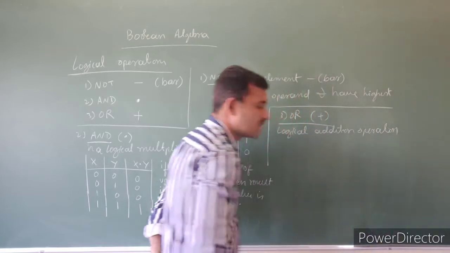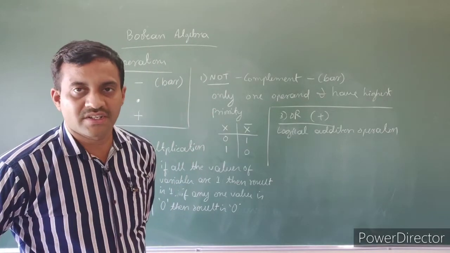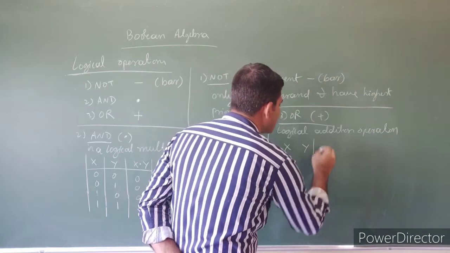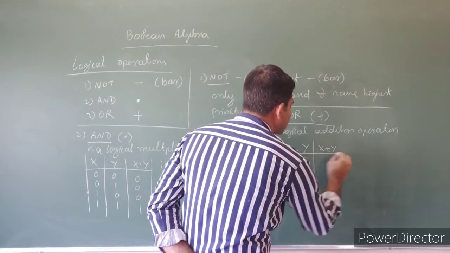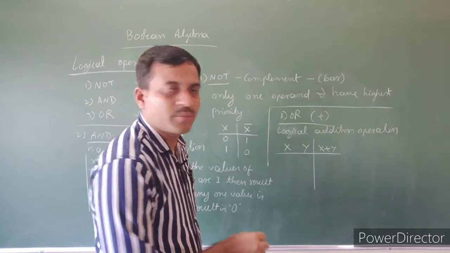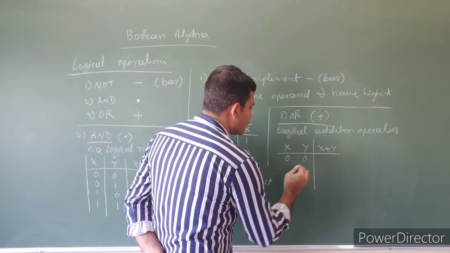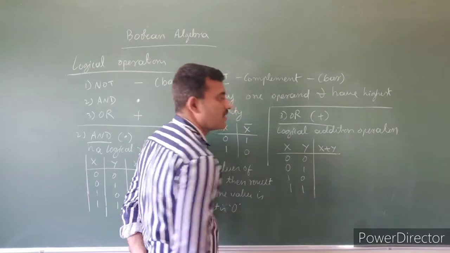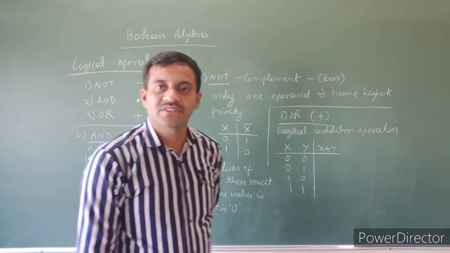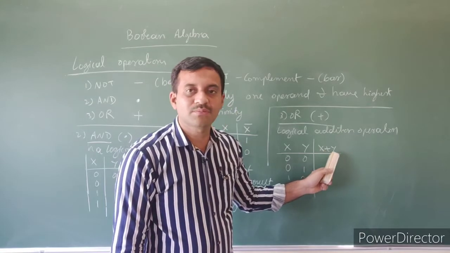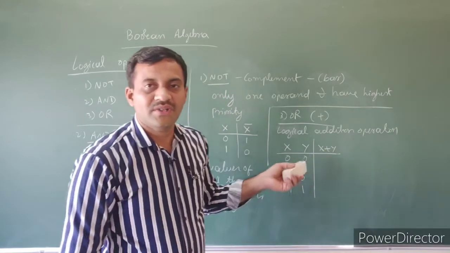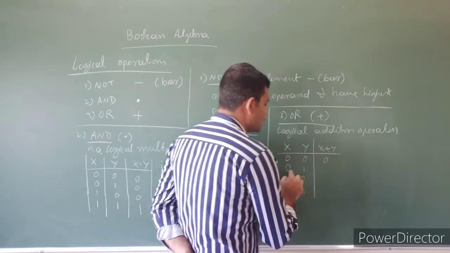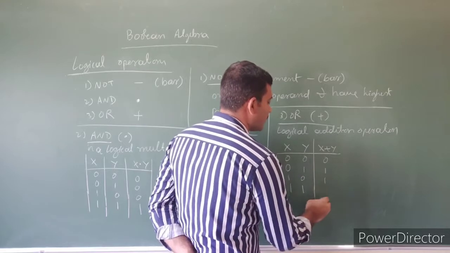The result of the OR operation is similar to logical addition. If there are two variables x and y, the output is represented as x plus y. Then the combinations are 0 0, 0 1, 1 0, 1 1. Again, there are two variables and four possible combinations. The output is x plus y. The result of the OR operator is: for 0 0, output is 0; 0 1, output is 1; 1 0, output is 1; 1 1, output is 1.